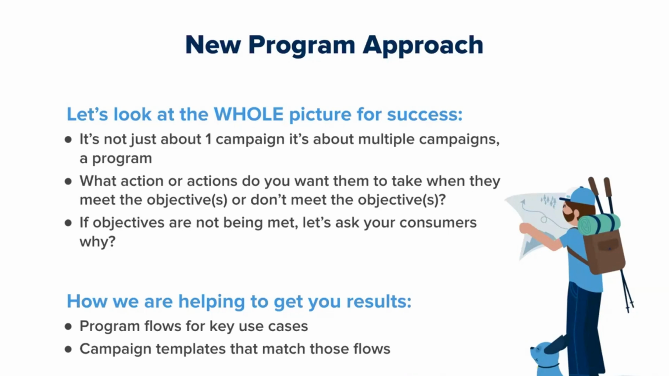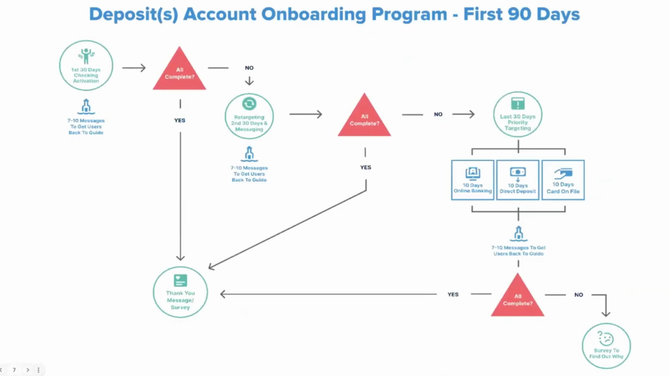So I'm going to just jump into an example of this using our deposit account onboarding program and looking at the first 90 days. So if we look at this program flow, it's made up of multiple campaigns. It cannot just be one campaign. We understand this as marketers. We understand this from almost everything we do in life. You ask once, it's potentially that action is not going to be taken that first time. So let's make sure we have actions to take on ours to ensure that your consumers, your members, your customers are taking those actions.